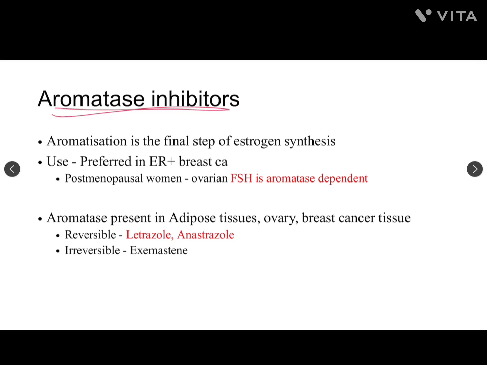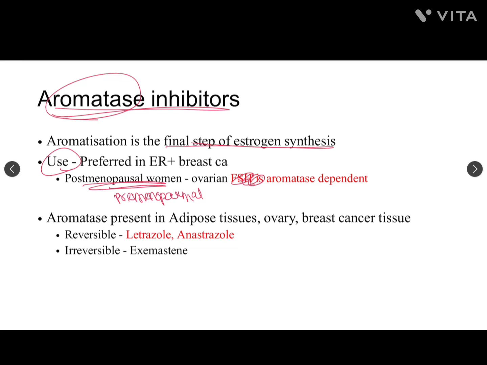What are these aromatase inhibitors? I've already told you, aromatase is the enzyme that is going to catalyze the final step of estrogen synthesis. By inhibiting this enzyme, you are inhibiting the estrogen synthesis throughout the body. Now, what is the use of these aromatase inhibitors? Their primary indication is in postmenopausal women who have breast carcinoma, right? Now, why can't they be used in premenopausal women? This is my question. Why can't aromatase inhibitors be used in premenopausal women?